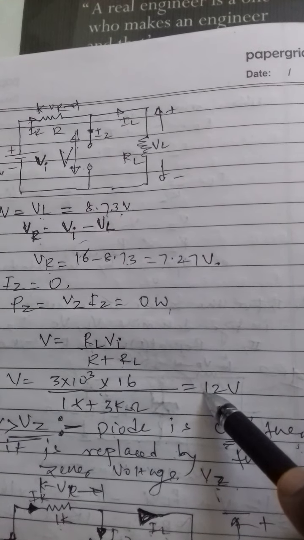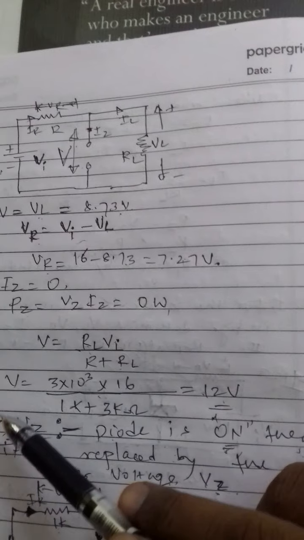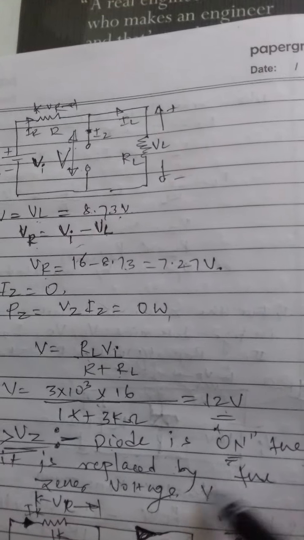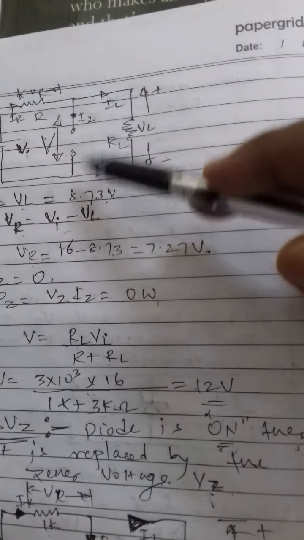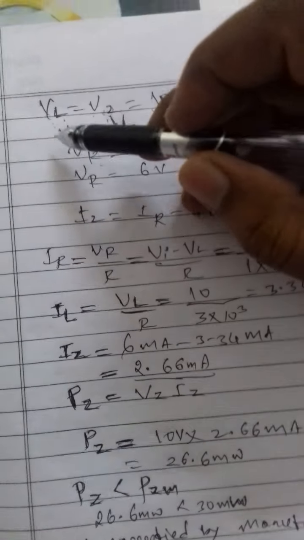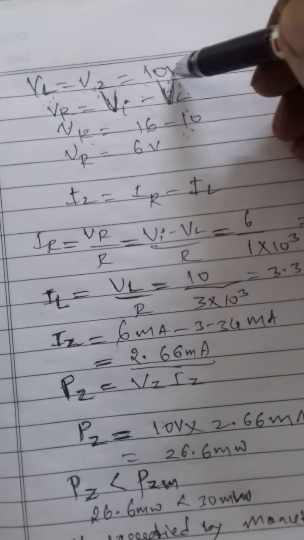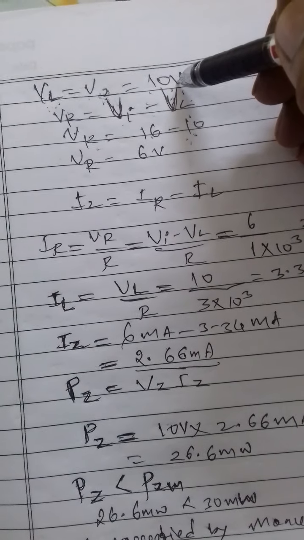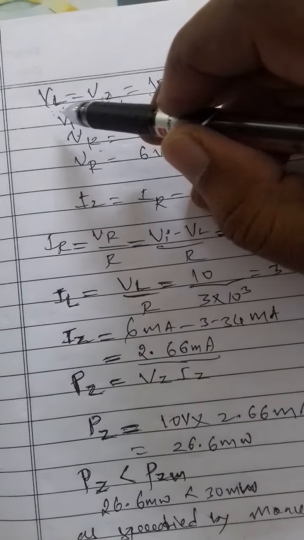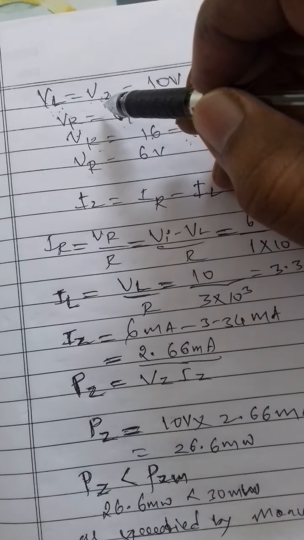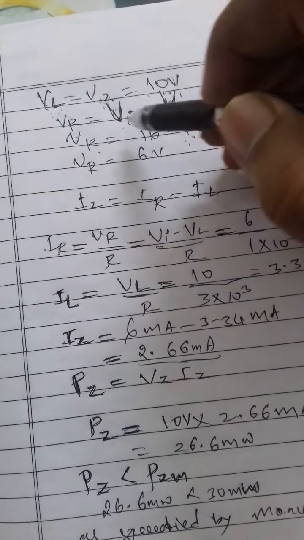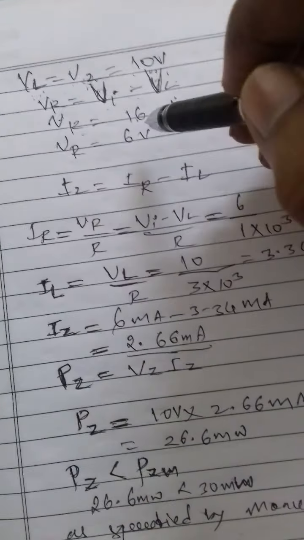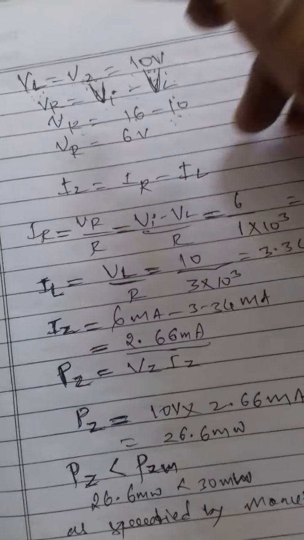When the load resistance is 3 kilo ohms, V is 12 volts. Since V is greater than Vz, the diode is replaced by the Zener voltage, and VL is equal to Vz, which is 10 volts. It is not equal to V. So VR is equal to Vi minus VL, which is 16 minus 10, equal to 6 volts.